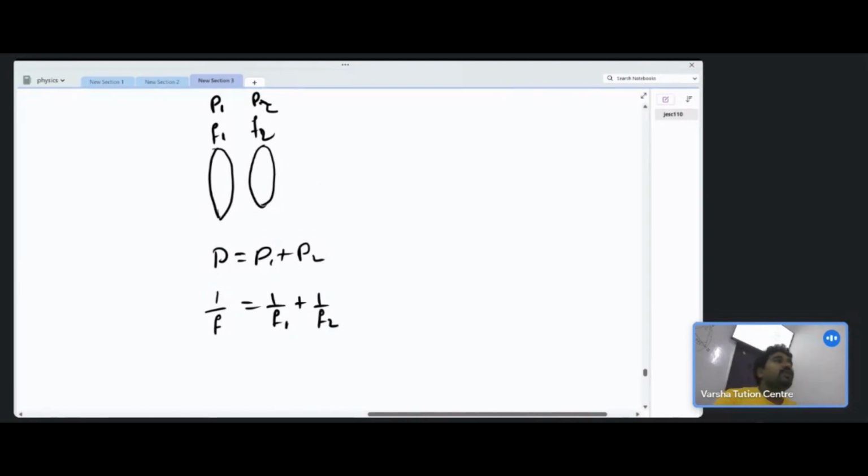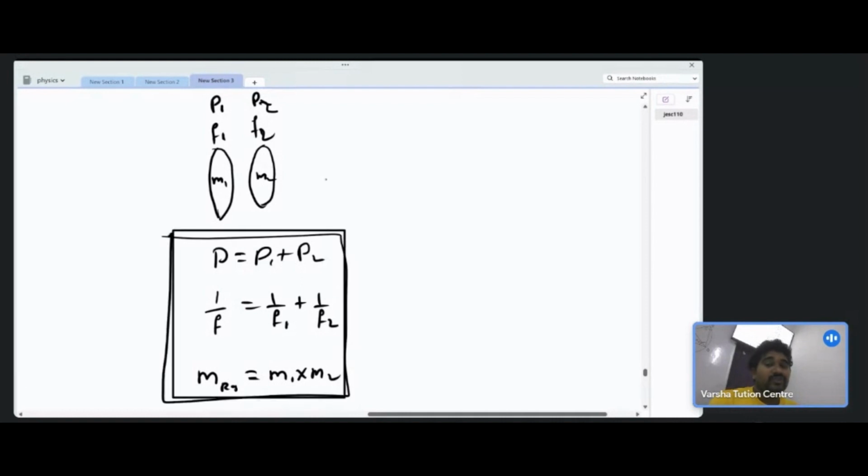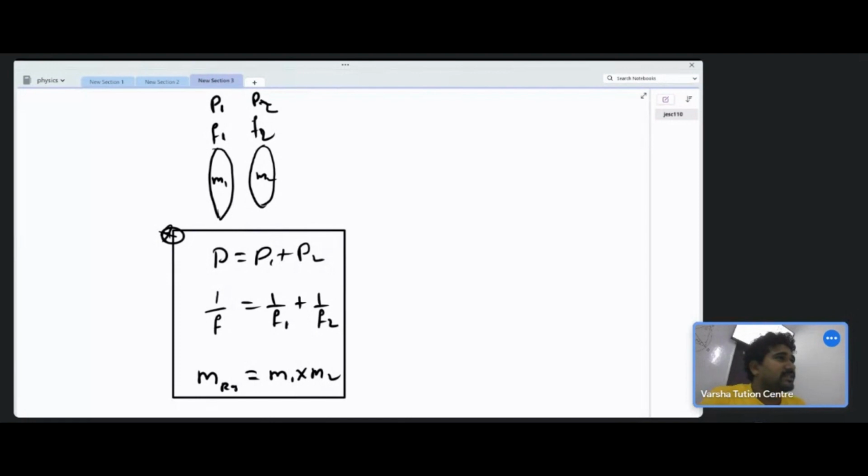The third point you remember, magnification. Resultant magnification is equal to the product of the two magnifications. One lens produces magnification m1, another produces magnification m2, and the resultant is the product of those two magnifications. Is that clear? Based upon this also, they can ask the questions. Understand?